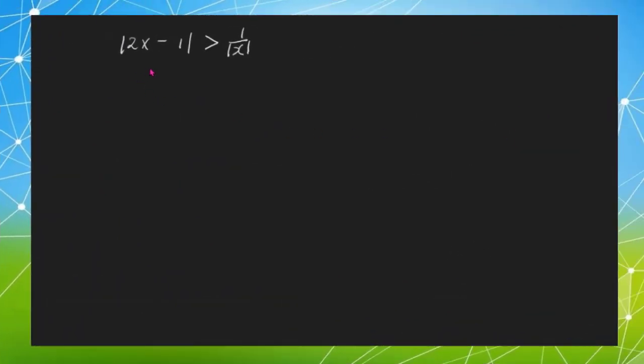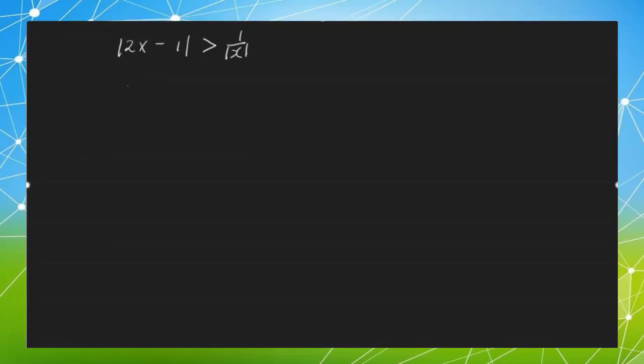Now let's try to solve this modulus inequality. When we look at this modulus inequality, we found that one of the modulus is non-linear, that is 1 over x. If the modulus is non-linear, then squaring both sides is not very suitable. Now let's try to find out why. If we use squaring both sides, then we get 2x minus 1 power 2 greater than 1 over x power 2.